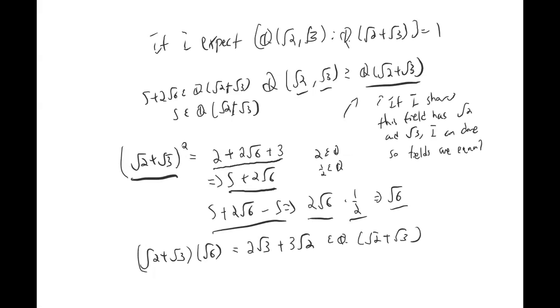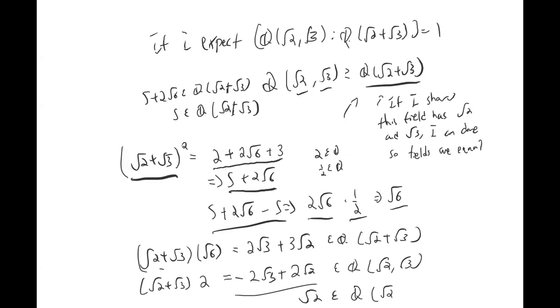Now, this is brute force, by the way. Now I can multiply this by 2, right? And I get 2 root 2 plus 2 root 3, right? Now this is also in my field because each of these elements are. And now since both are, I can subtract. And now root 2 is in my field. And if root 2 is in my field, root 3 is in there, right? Because I have this. I have this. So now I can subtract and get that this is in here.